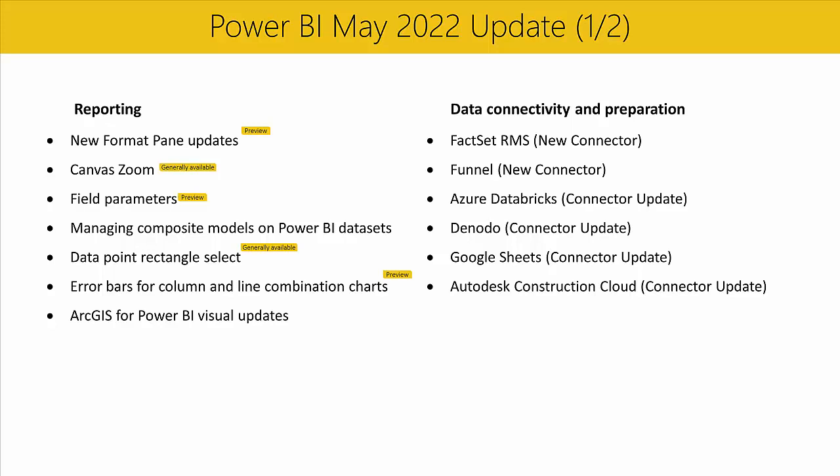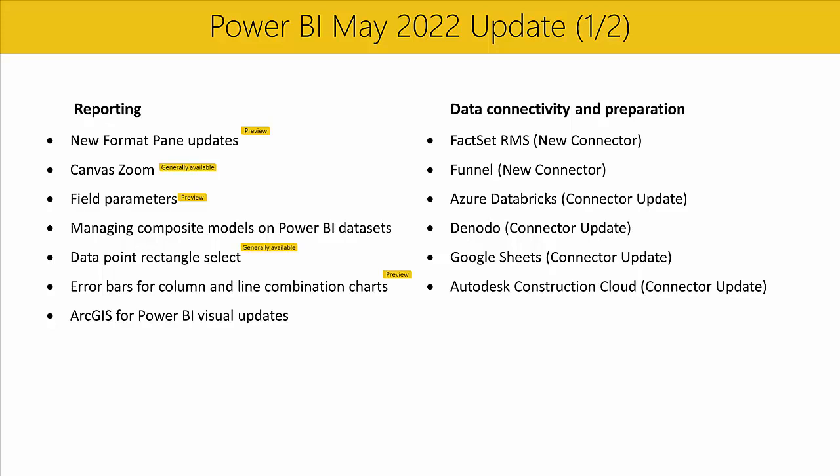Next, in the Data Connectivity and Preparation section, we have several new and updated connectors for you this month. First, we're excited to introduce the Factset RMS Connector. This connector leverages the power of Factset's IRN API to integrate research data into Power BI. This allows users the flexibility and control to customize how they consume Factset's IRN using Power BI's data visualizations. Other data sources can also be integrated to further enhance the Power BI experience.